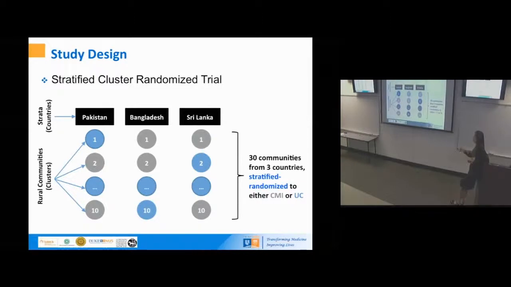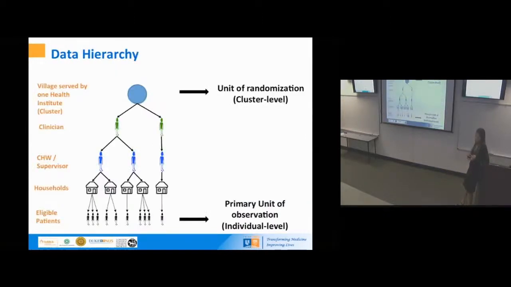So we have the strata at the country level. Right? And then we have these clusters, the 10 clusters, 30 communities for 3 countries, randomized either to the multi-component intervention or to usual care. And if you want to look at the data hierarchy, we can talk later about the sampling, how we're sampling the villages, but basically there's one major health clinic in each village, which is a unit of randomization. And the analysis will be done at the level of the patients.